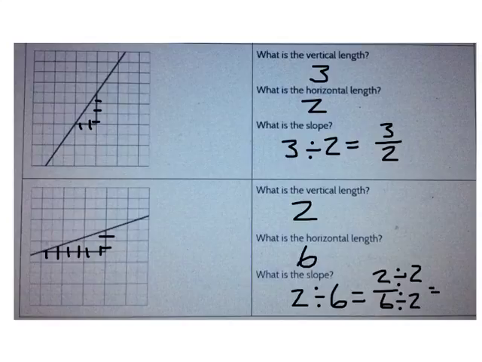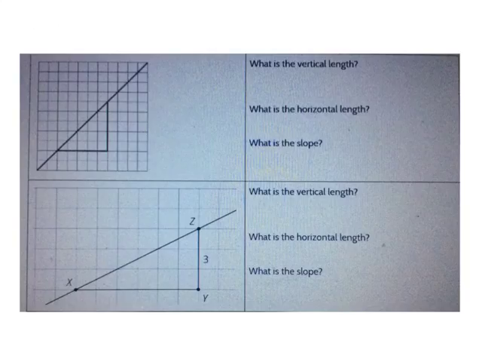When I divide both 2 and 6 by 2, what do I get? I get 1/3. The slope of the line is 1/3. Now you try a couple examples. For the triangle on the left, what is the vertical length, the horizontal length, and the slope written in simplest form?